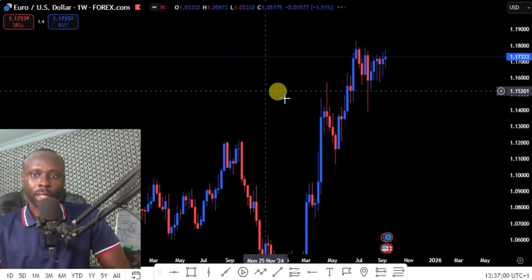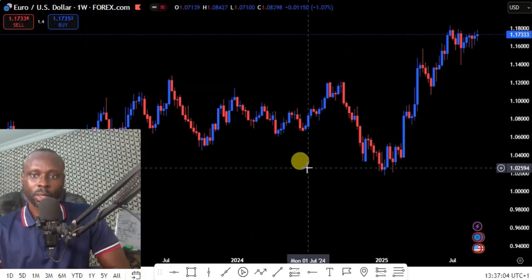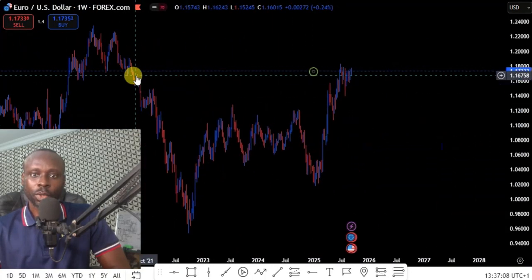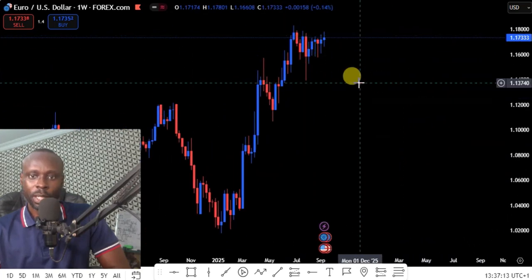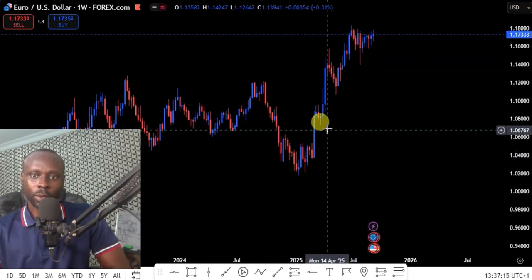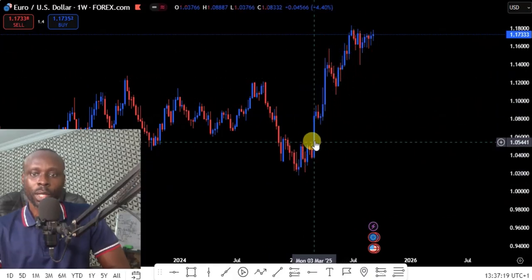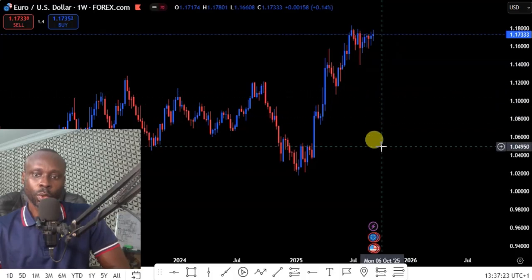On my weekly chart, you can see that price is currently at a resistance level. We have price on this long-term resistance level. Then we also have price on this resistance level. The structure of the Euro USD on the weekly chart still remains an uptrend. You can see we have a lower low, higher low, higher low, higher low. This indicates a strong uptrend for the Euro USD.